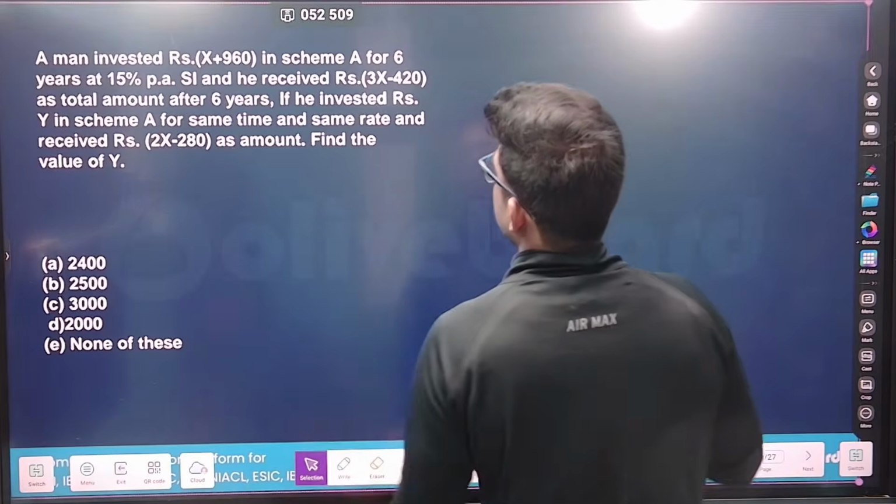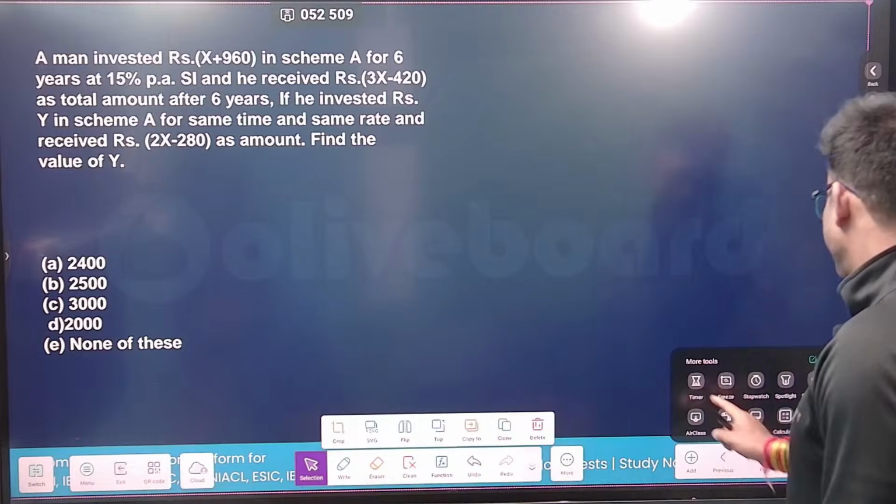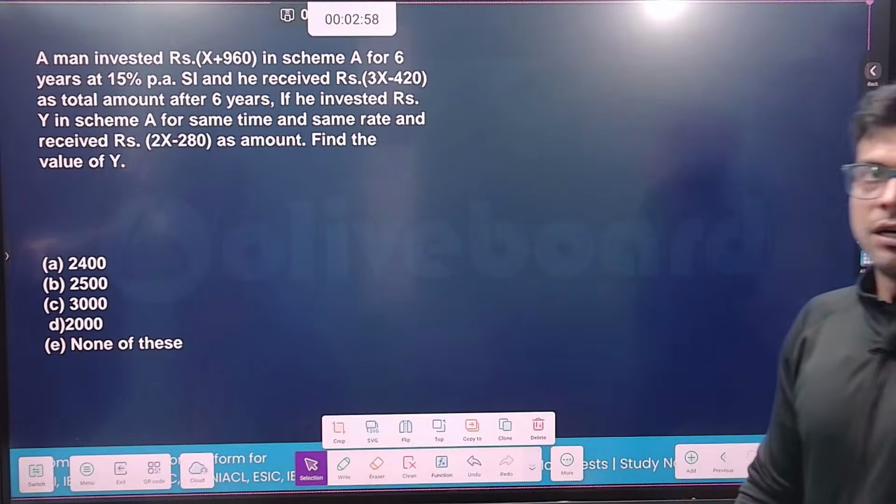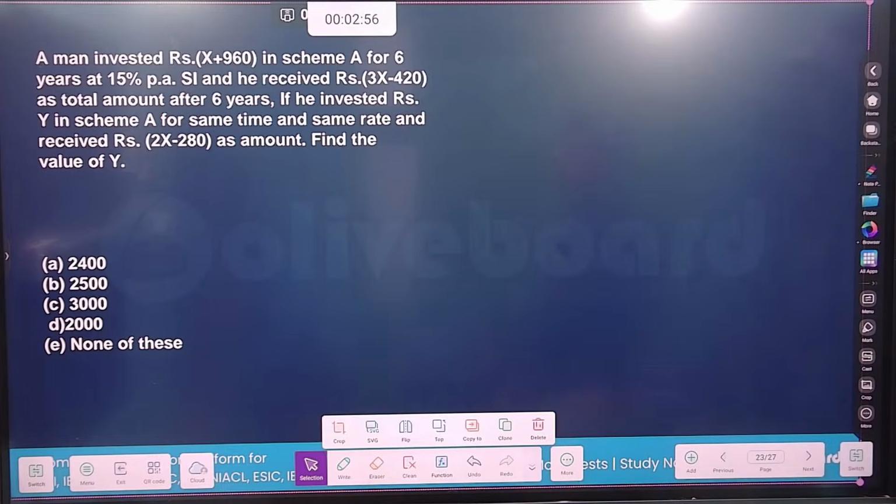A nice question, I would say. Let me give you the timer for it. Given: Aman invested X plus 916 in scheme A for 6 years at 15%. So SI would be 90 and he received 3x minus 420 as a total amount after 6 years. Okay. He invested rupees Y in scheme A for same time, same rate and received 2x minus 20.